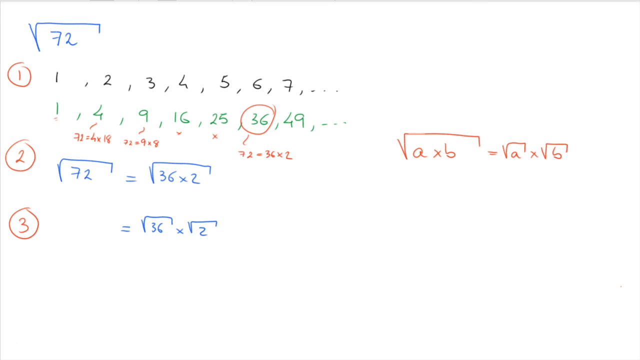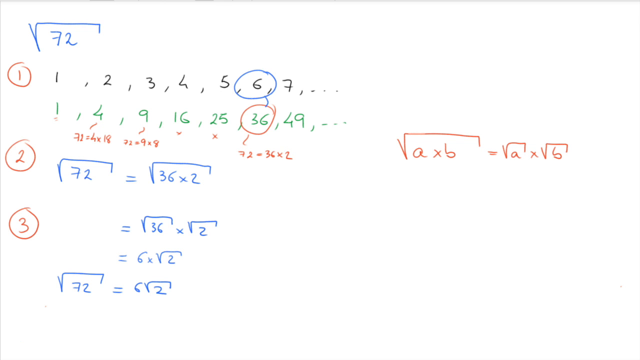But now remember, 36 was a square number, and we have the square root of 36 directly above it in our list. The square root of 36 is 6. And so we can write that the square root of 72 equals 6 times the square root of 2. Finally, we state our final answer as the square root of 72 equals 6 root 2.